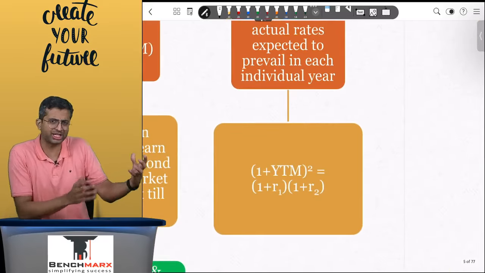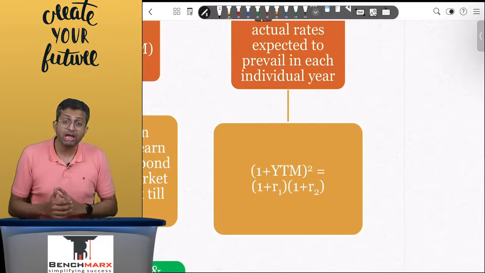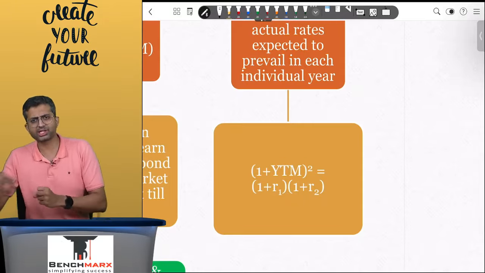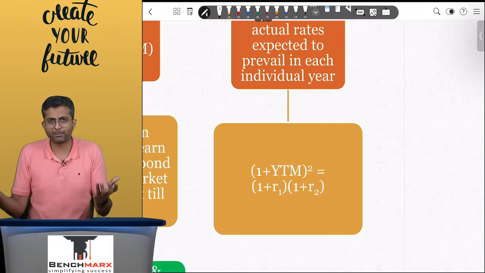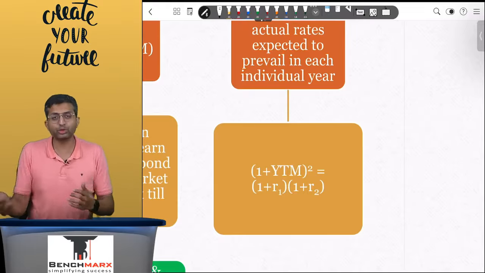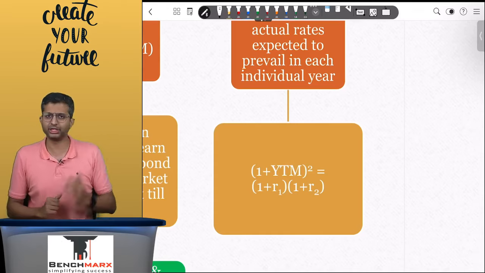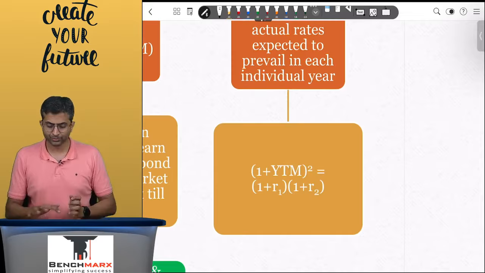as 1 plus YTM of the 2-year bond, so (1 + 0.12)^2 equals (1 + 0.1) for the first year into (1 + X) for the second year. So that will give you the rate of return for the second year, which is also called the forward rate, which is helpful in the interest rate management chapter as well.